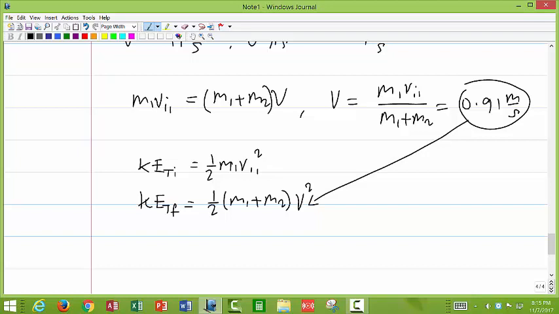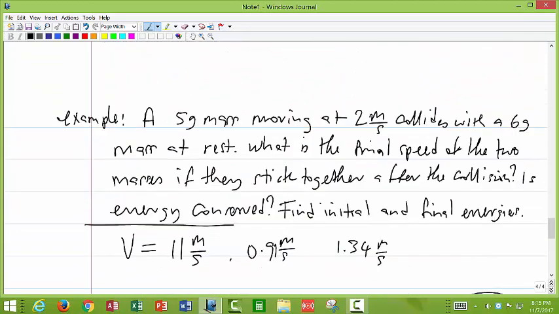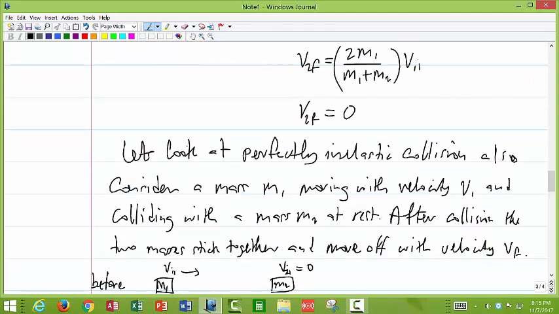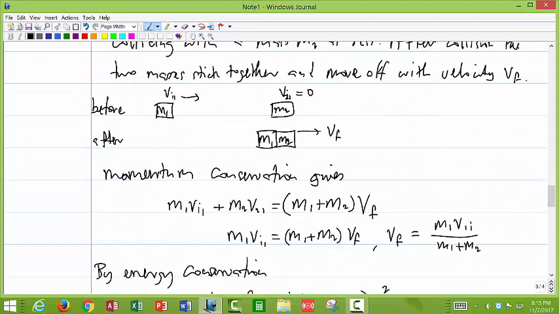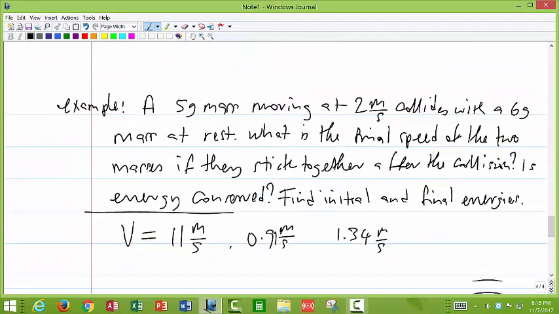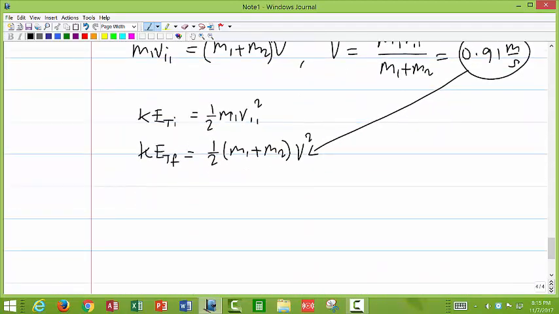Yeah, this is inelastic. So if you look at, this is what I said. It says here, let's look at perfectly inelastic collision. In all collisions, momentum is conserved. Energy is only conserved in one kind of collision, perfectly elastic collision. In the other ones, energy is not conserved, so we can't set them equal. That's why I wanted you to calculate the energy before and the energy after.